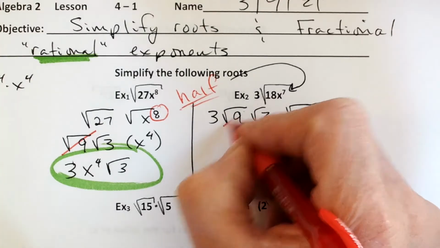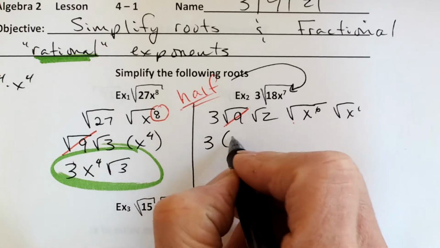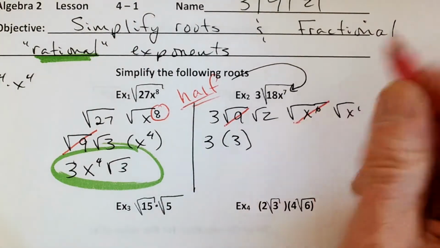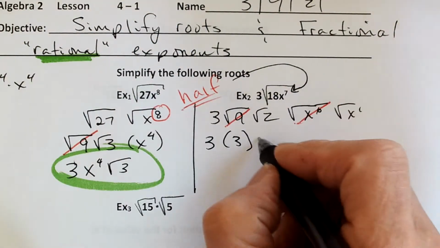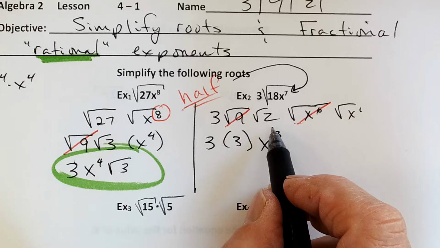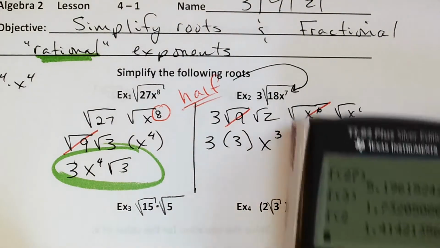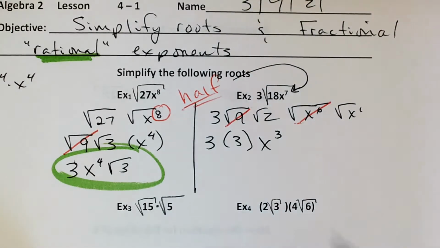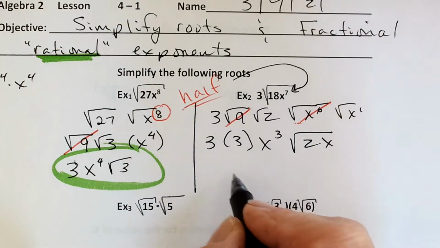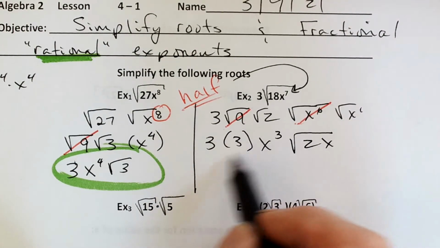So let's go through. I get square root of 9. That's 3. I'm going to take the half of that, square root of x to the 6 makes an x to the 3rd. And the square root of 2, I'm going to leave as square root of 2 because I don't really want a square root of 2. It's a really ugly number, right? I don't want that. So I'm going to leave it as square root of 2. And I may as well leave the x with it because there's my square root of 2, and there's my x. And then finally, 3 times 3 is 9.